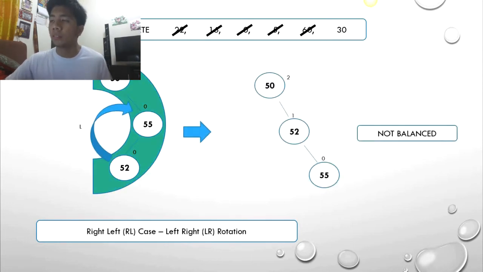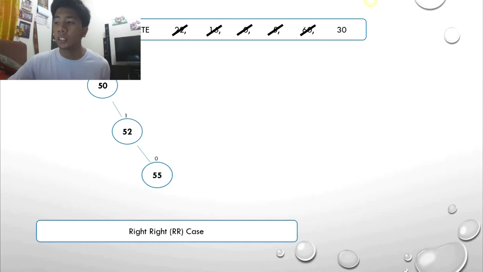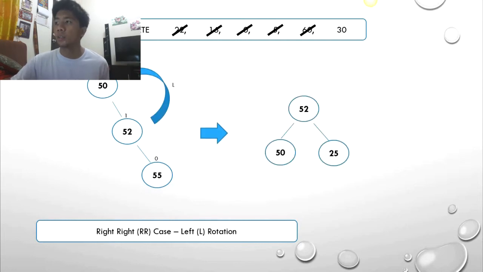Here we have rotated 52 and 55 to the left, but it's still not balanced. So let's now proceed on the next rotation. Since we've already rotated 52 and 55, now let's consider this as a right case. So our rotation now will be a left rotation. Here are our nodes, which is 52 as our parent, and 55.